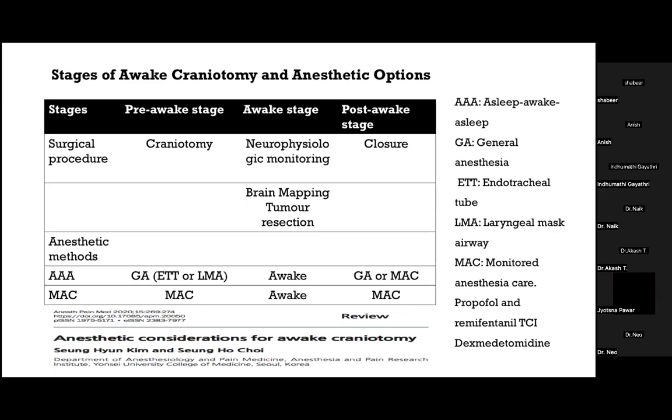Now, what are the stages of awake craniotomy and anesthetic options? The anesthetic methods are asleep-awake-asleep, or monitored anesthesia care. During craniotomy in asleep-awake-asleep, you give general anesthesia either with an endotracheal tube or an LMA. With monitored anesthesia care, continue with monitored anesthesia care.